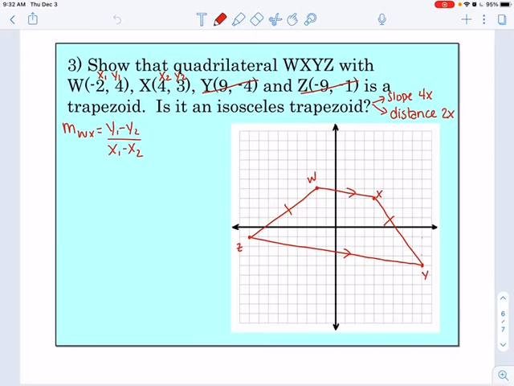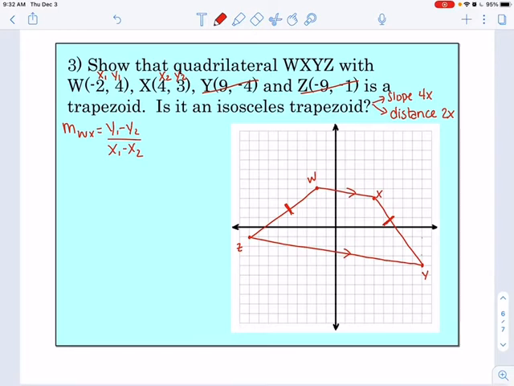So we want to show that quadrilateral WXYZ with those coordinates is a trapezoid. Okay, and we want to show if it's an isosceles trapezoid or not. So what we're going to have to do is use the slope formula 4 times. Again, I've already drawn the picture and I want to show that WX is going to be parallel to ZY. Okay, and then I also have to show that WZ is not parallel to XY. And then I'm going to use the distance formula 2 times to show that these two legs would be congruent if it's going to be isosceles. So the first thing that we're going to do is find the slope of WX.